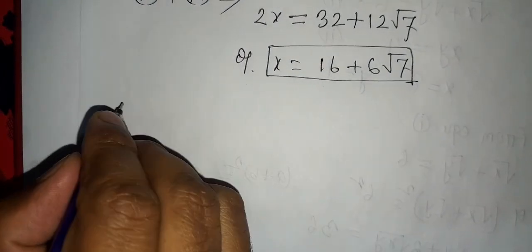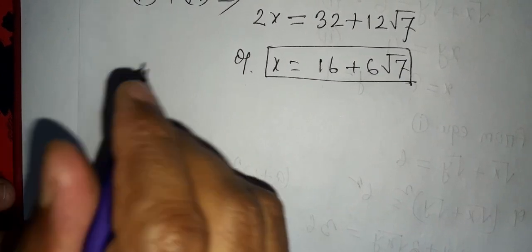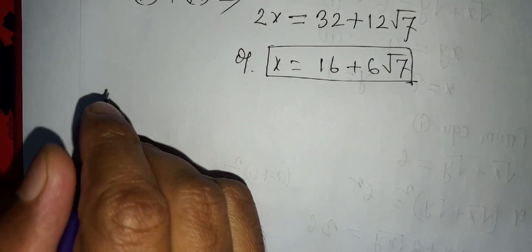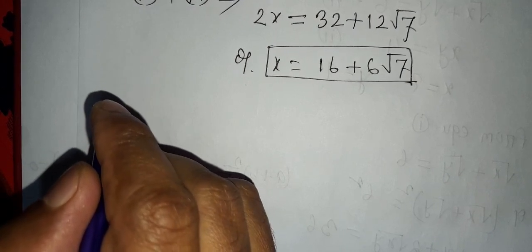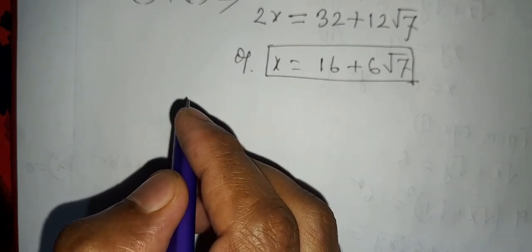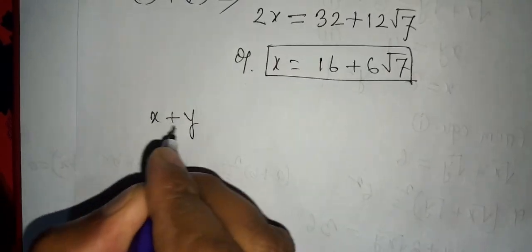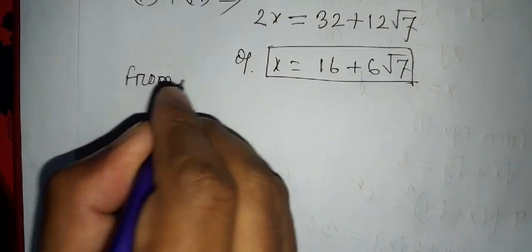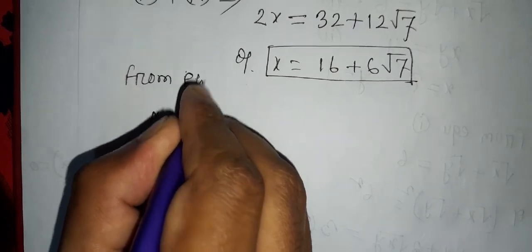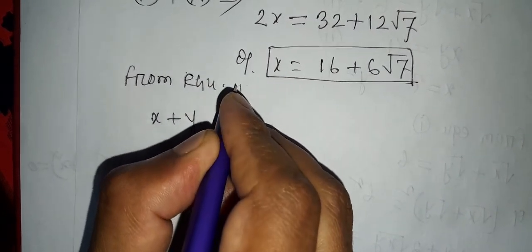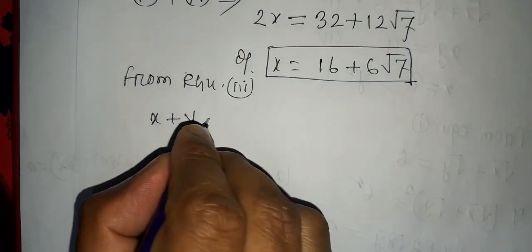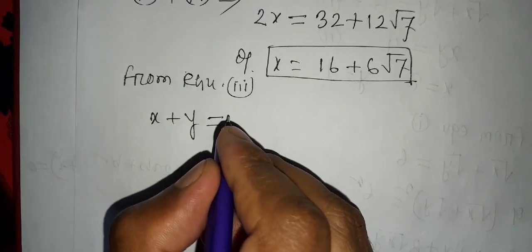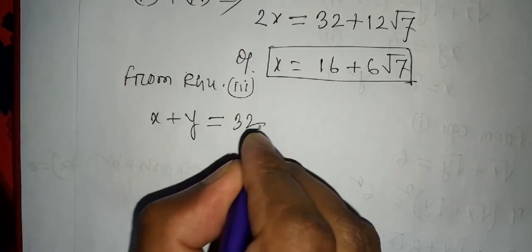Now we can use equation number 3 or 4. Again we can use equation 3, which is x plus y equals 32.